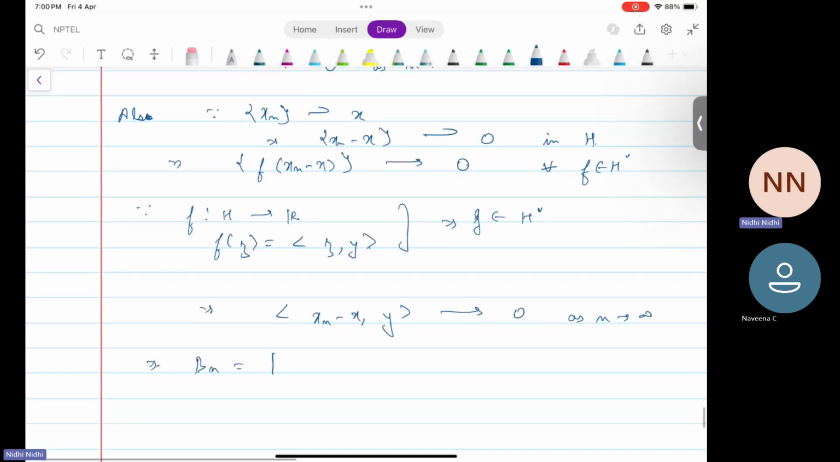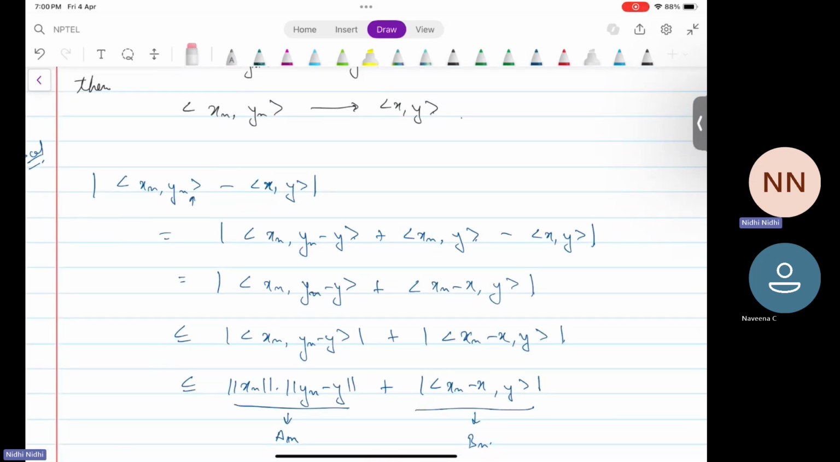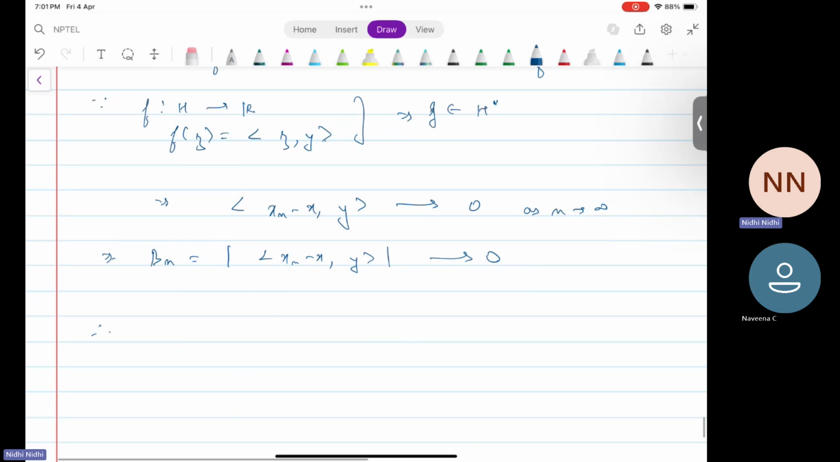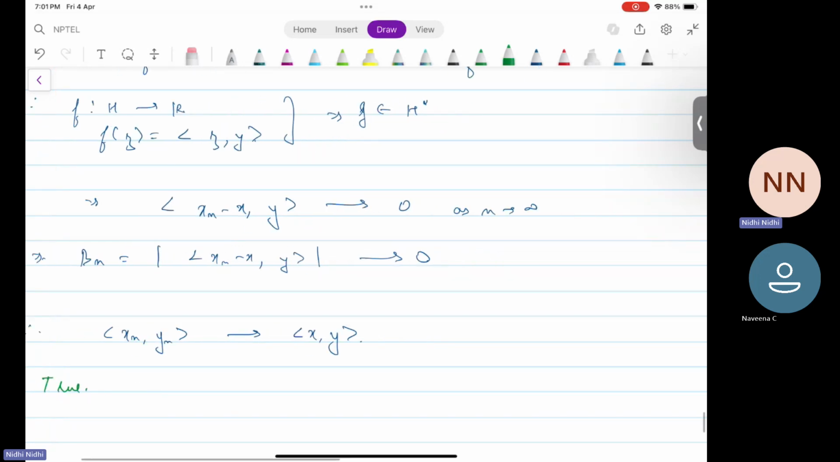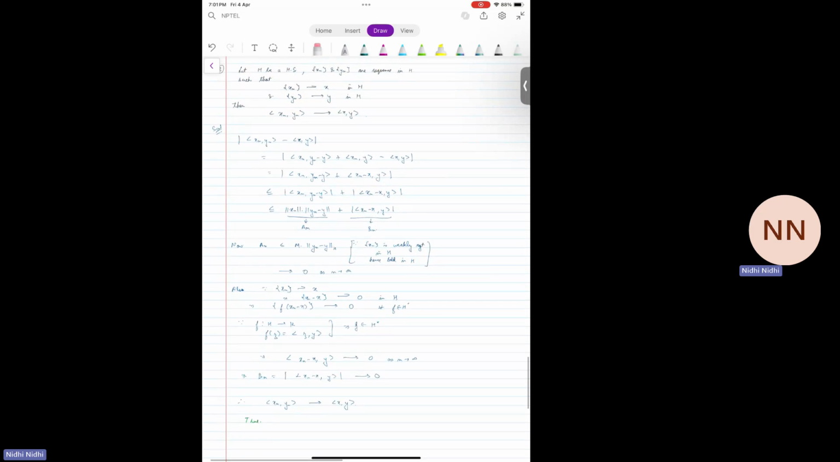Therefore, bn, which is nothing but modulus of this inner product, would converge to 0. And hence the inner product of xn and yn minus the inner product of x and y converges to 0. Therefore, the inner product of xn and yn converges to the inner product of x and y. And hence the given statement is true. I hope this solution was fine. Mainly we have used the Cauchy-Schwarz inequality. Then we have used the basic definition of weak convergence.